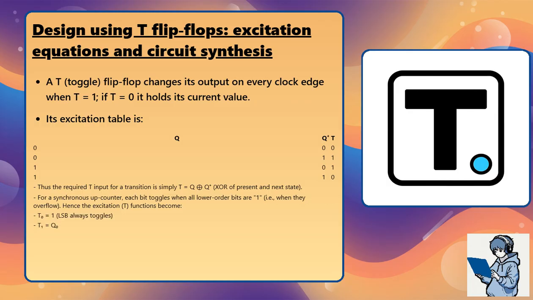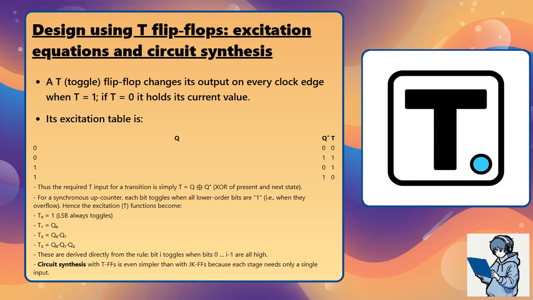T sub 1 equals Q sub 0. T sub 2 equals Q sub 0 and Q sub 1. T sub 3 equals Q sub 0 and Q sub 1 and Q sub 2. These are derived directly from the rule: bit i toggles when bits 0 through i-1 are all high.